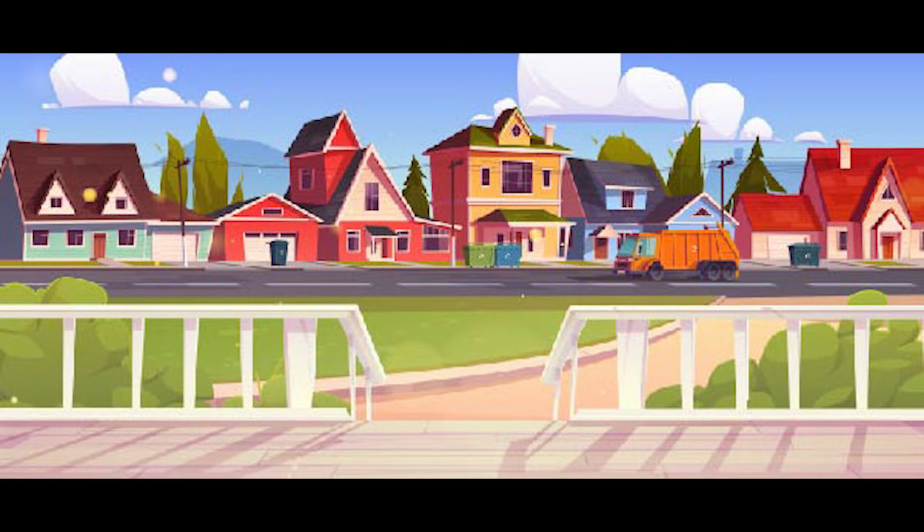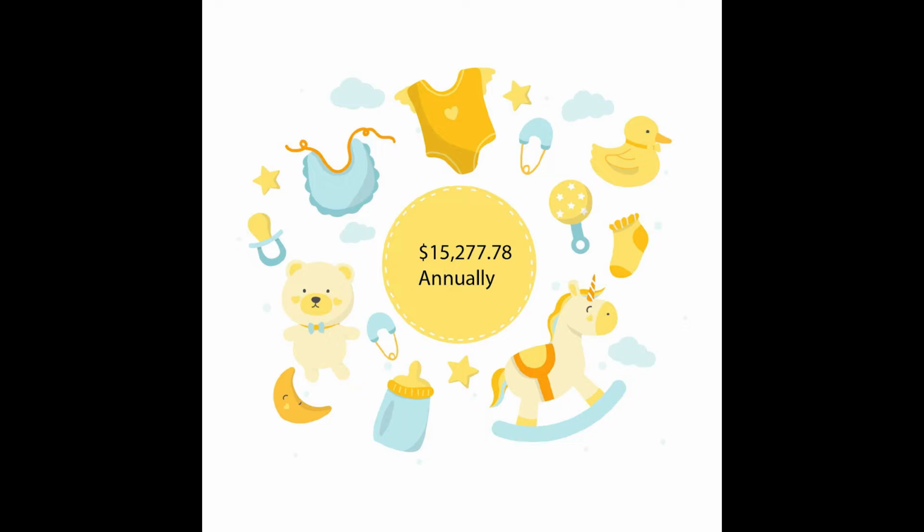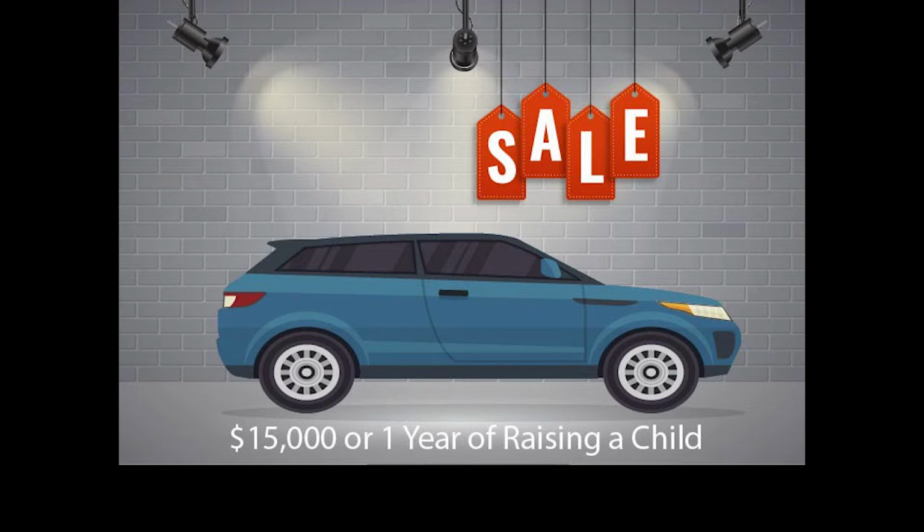So here's a breakdown of what it means in terms that most people like myself can relate to. Okay, the average cost to raise a child will be above $15,000 a year, $15,277.78 to be precise. The annual cost of raising a child is similar to having to buy a used car every single year. And not one from the junkyard. I'm talking about a real decent one that has roadside assistance and a warranty. That kind of a car every year.